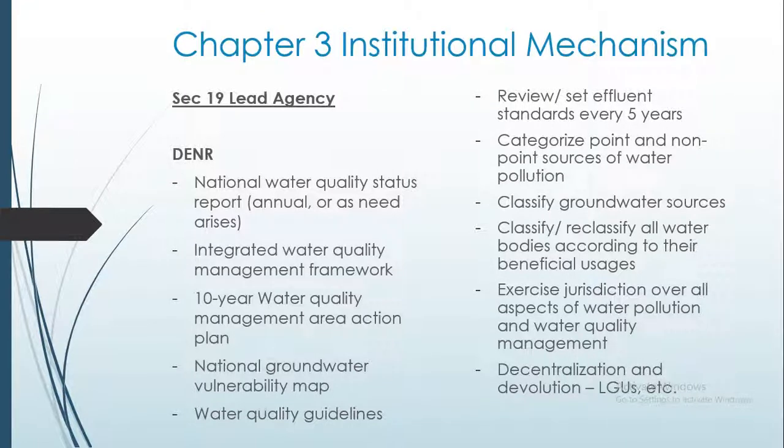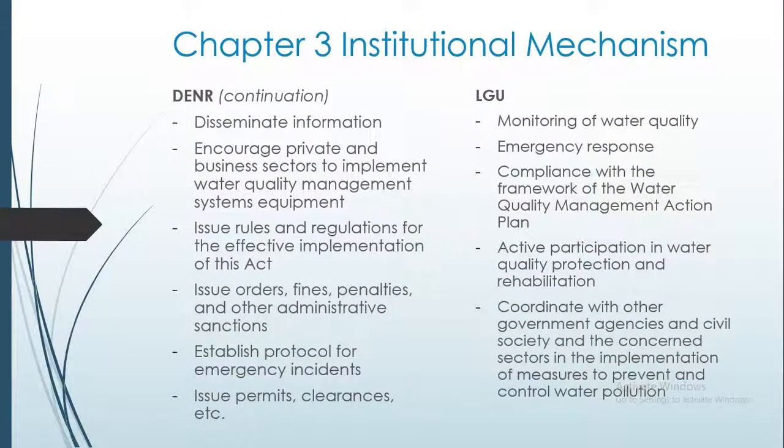Chapter 3: Institutional Mechanism. The lead agency for this Republic Act is the Department of Environment and Natural Resources, and it has the following responsibilities. Local government units, or LGUs, are also given responsibilities to allow close monitoring and immediate reporting and response.